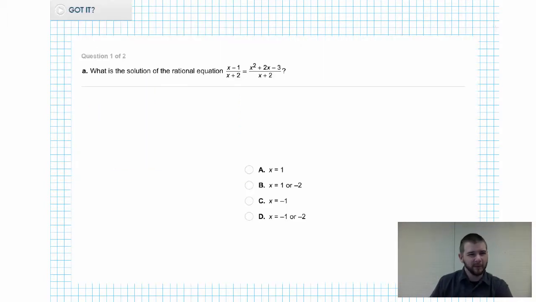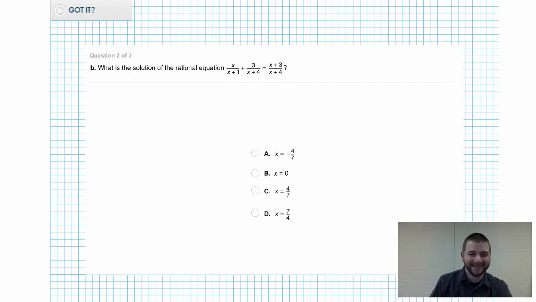And the moment you've been waiting for: the first opportunity to show that you have got it. Question 1 of 2. What is the solution of the rational equation shown here? Work carefully and make your selection from the choices below. And got it, question 2 of 2. What is the solution of the rational equation shown here? Work carefully and make your selection from the choices below.